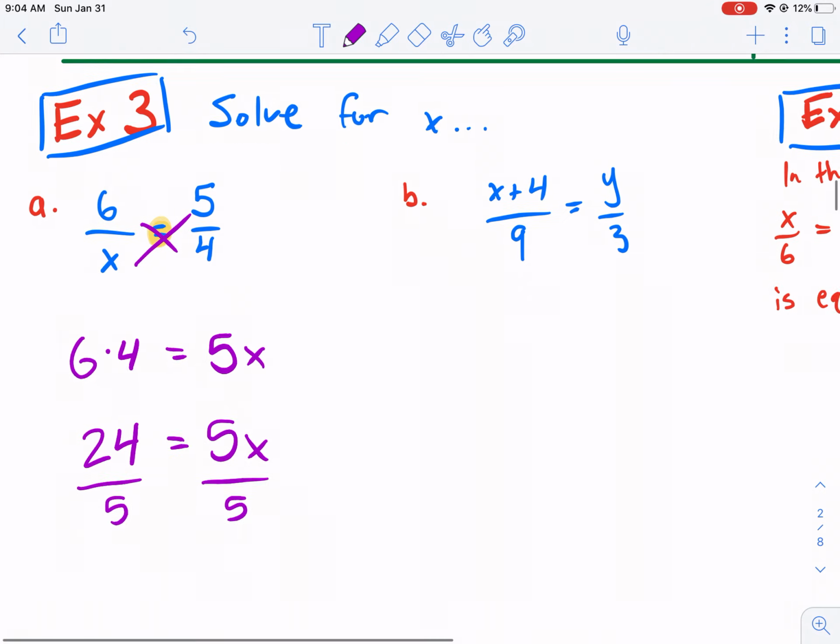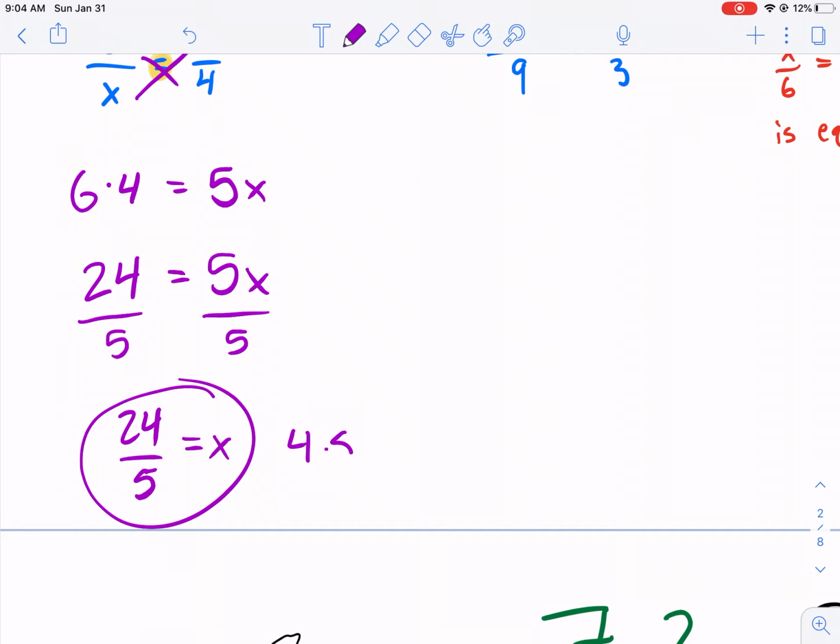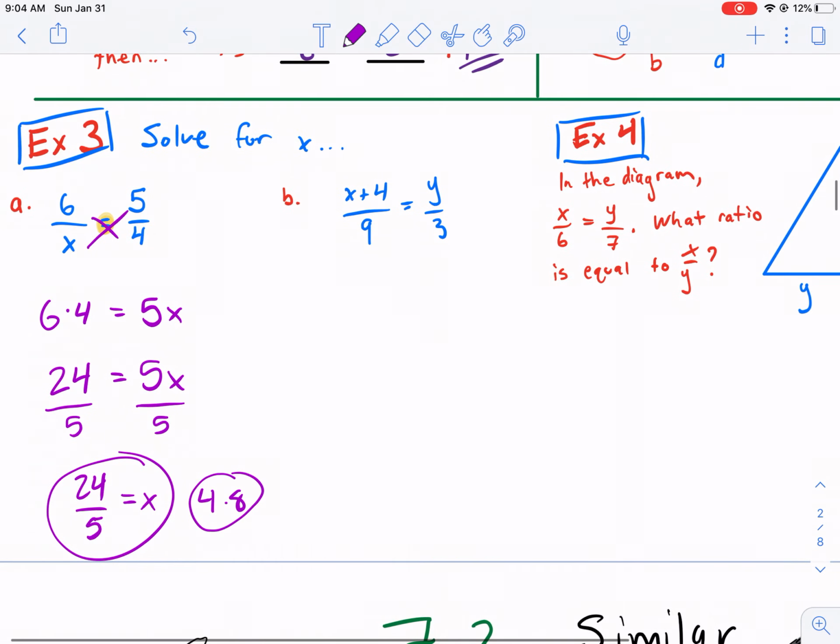Divide by 5, divide by 5. Okay, and we can just leave it as an improper fraction. Don't worry about dividing that out. That's good for me. But if you're deeply curious, it's about, I think it's 4.8, because 25 over 5 is 5, so that should be 4.8. Okay, moving on to b.